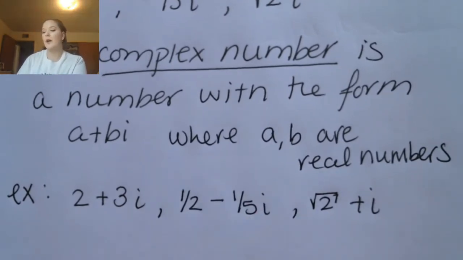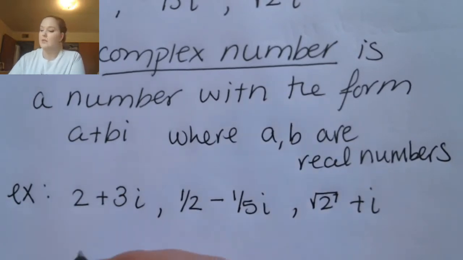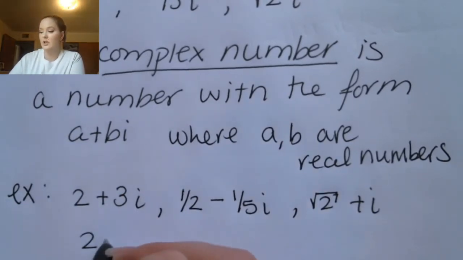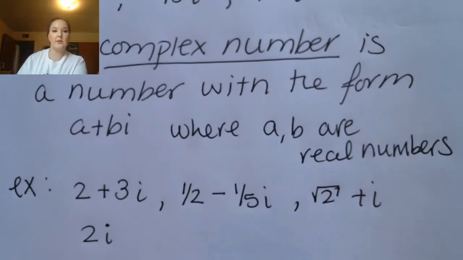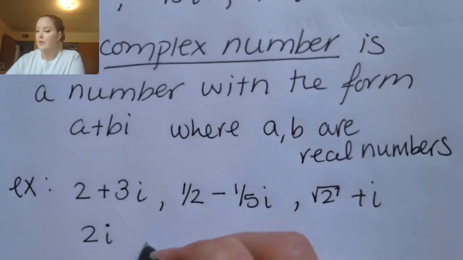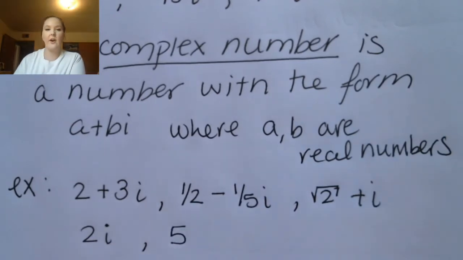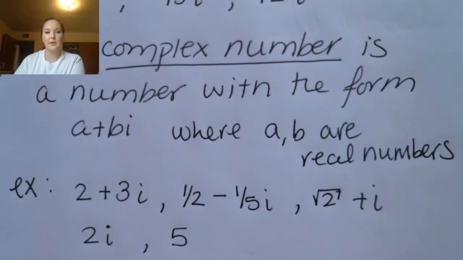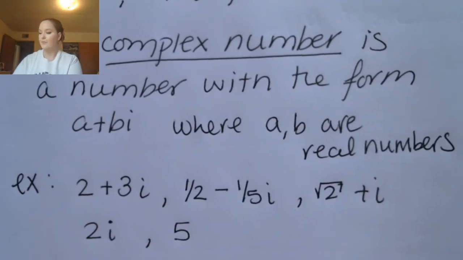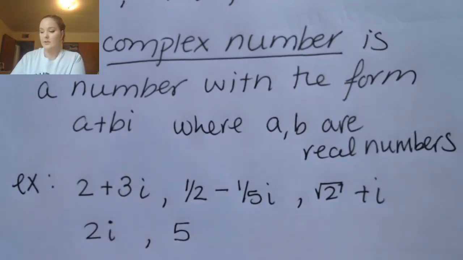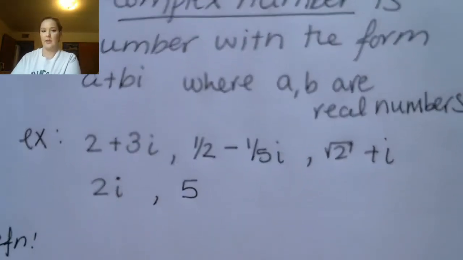But we can also have slightly different examples, something that looks like just 2i, which we know is an imaginary number, is also a complex number, okay? Even something as simple as 5 is a complex number, okay? All right, so let's look at the two parts, okay?